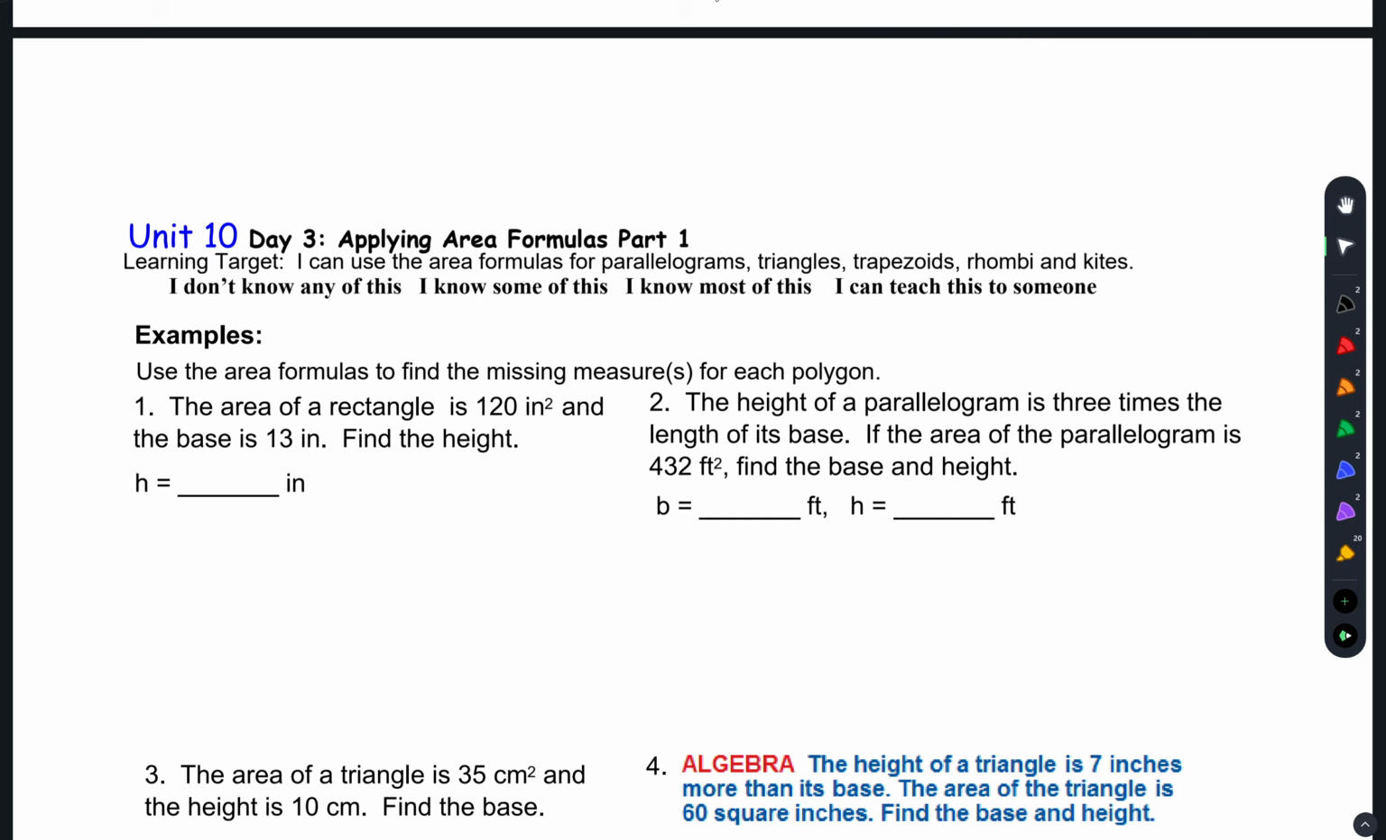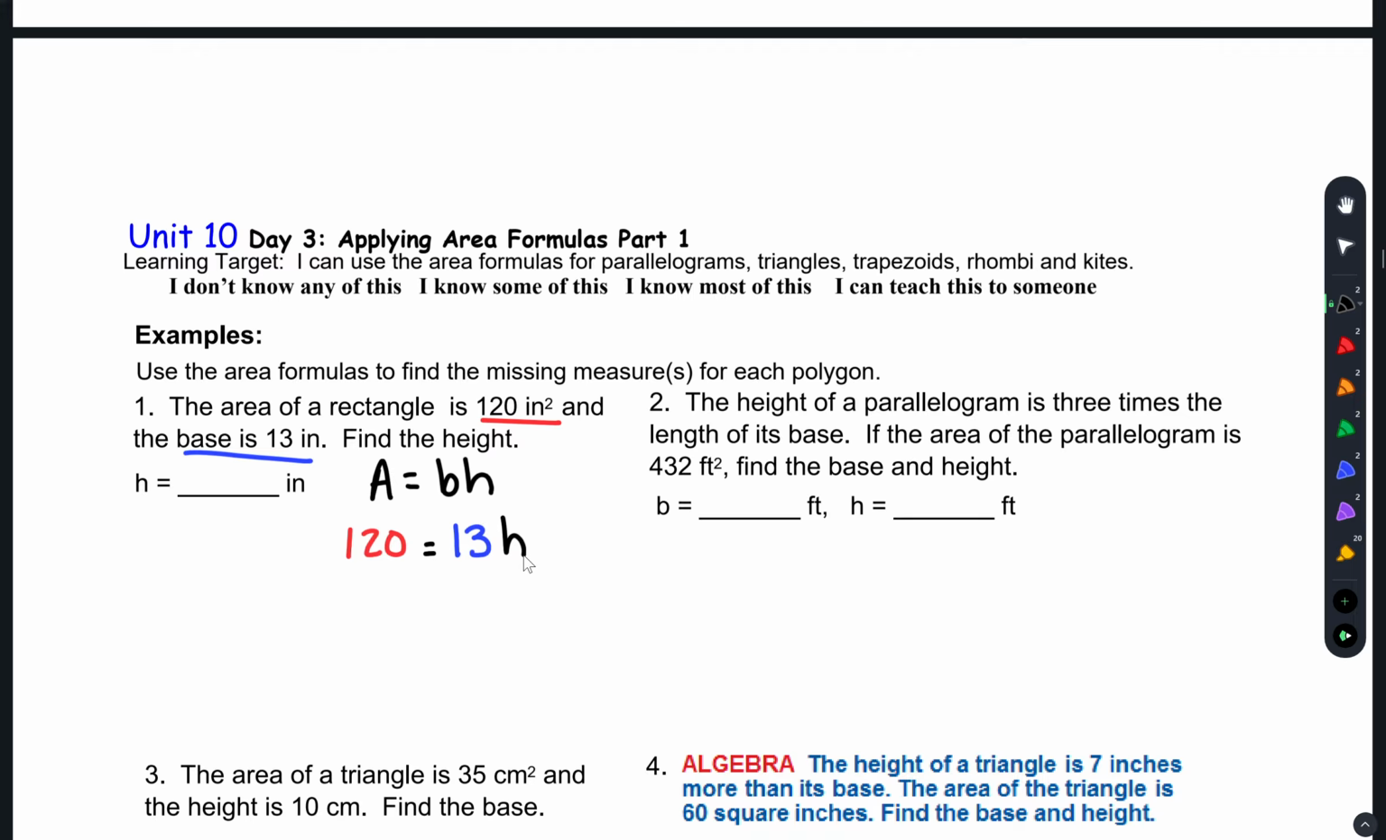So if in number 1 it says find the area of a rectangle is 120 inches squared, then the first thing you should do is write that the area equals base times height. That's the formula for a rectangle. Once we do this, then it's very easy to see what things we have and what things we need to find. So the first thing it tells me is that the area equals 120 inches squared. So I'm going to plug that in for A. Then I know that the base is 13. And I don't know the height, so it's going to stay as a variable.